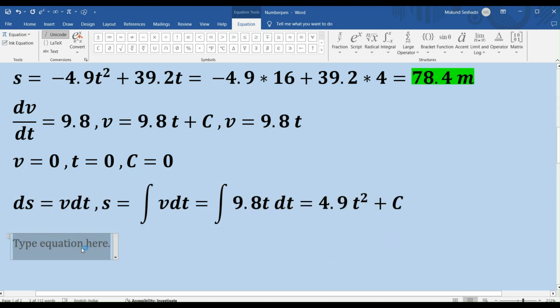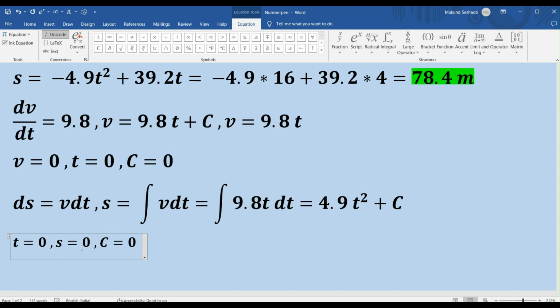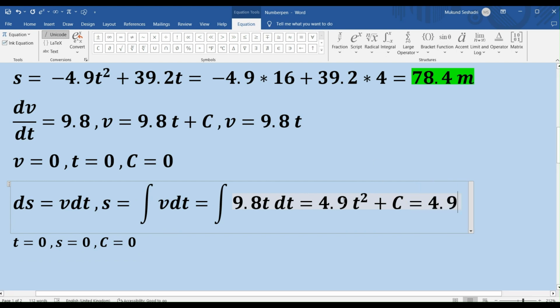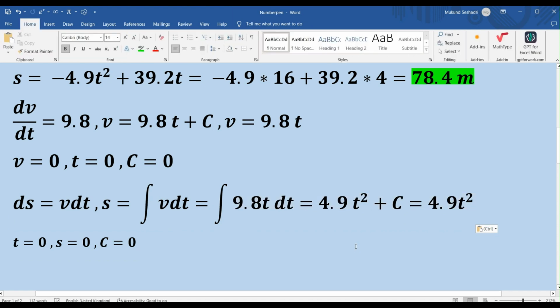The ball, at the point of time when it changes direction, has not moved through any distance, right? So at t equals 0, my s equals 0, which means my c equals 0, right? And therefore, I put back my c equal to 0 in this particular equation. I get my distance traveled by the ball in its reverse direction. The equation for that is nothing but 4.9 t square, right?